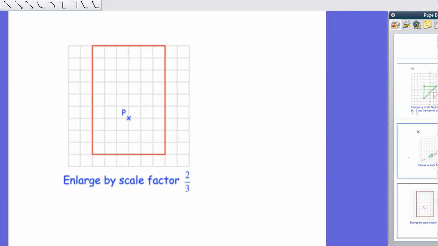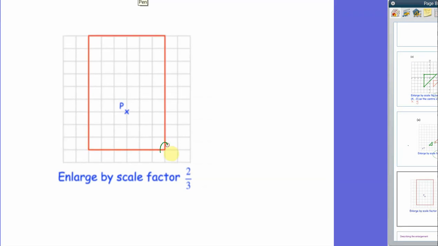Alright. 2/3, a little bit harder, and this time, I like these, we've put the centre inside of the shape. So let's go to this point here. That's 3 right and 3 down.